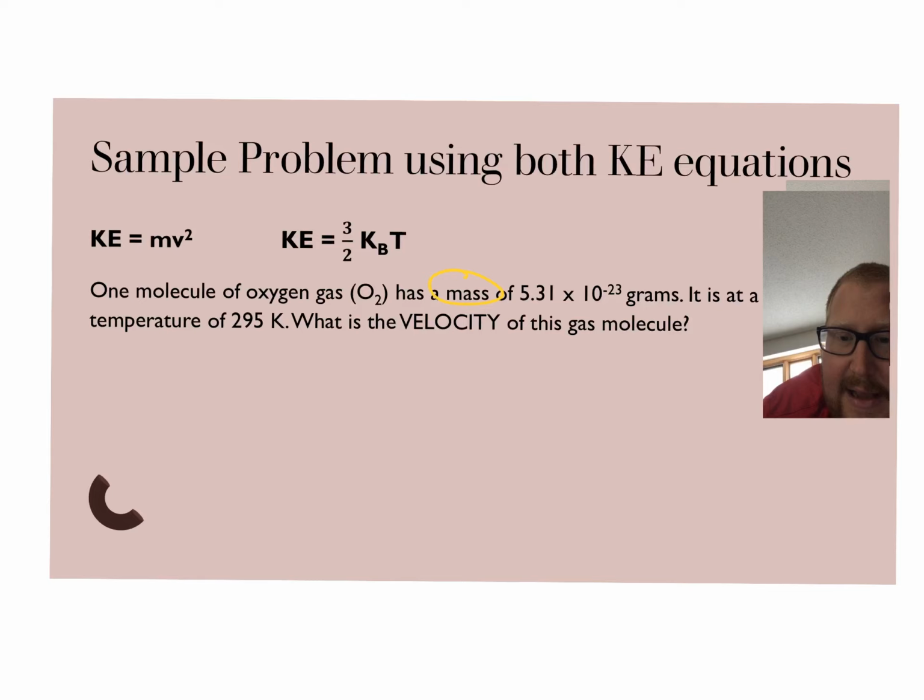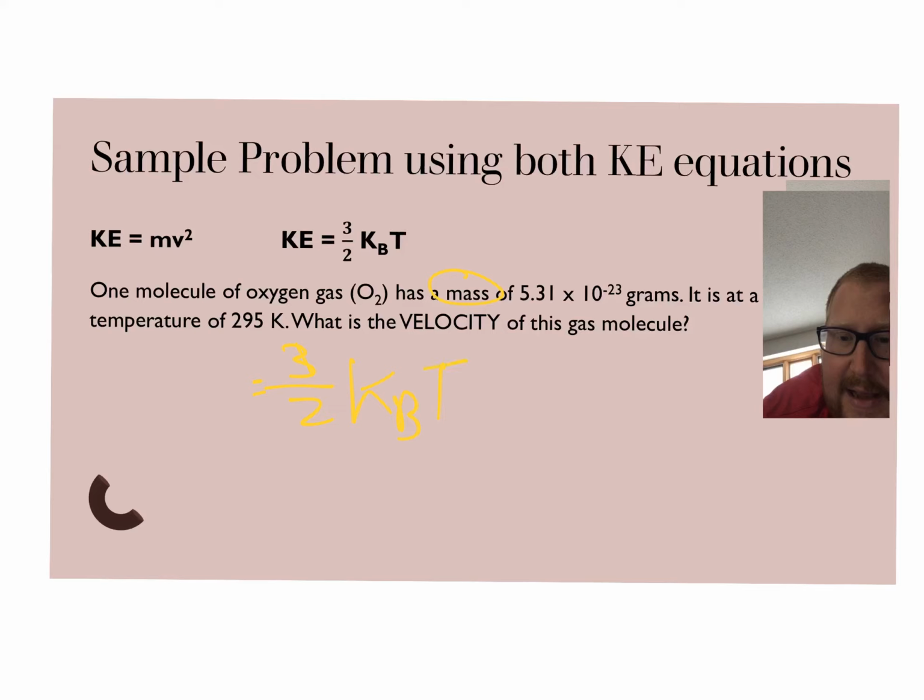Well, what you can do is take the fact that because both 1/2 mv squared and 3/2 kBT are equal to kinetic energy, that makes them equal to each other. So thus you can then set 1/2 mv squared equal to 3/2 kBT. Sorry, that should be a lowercase b.